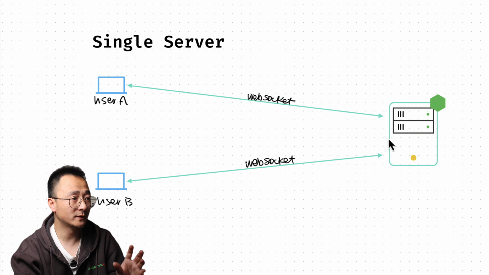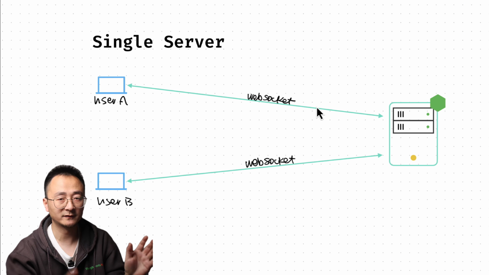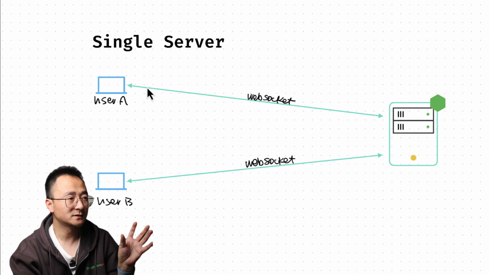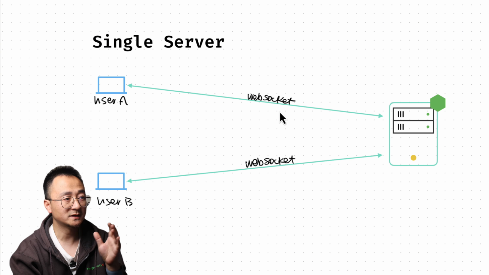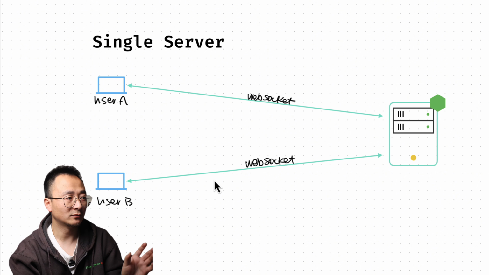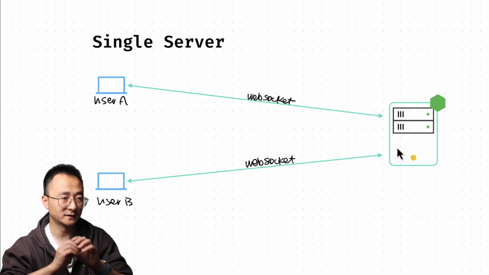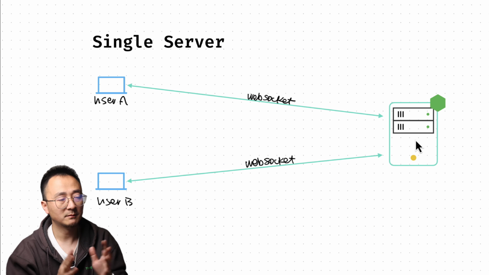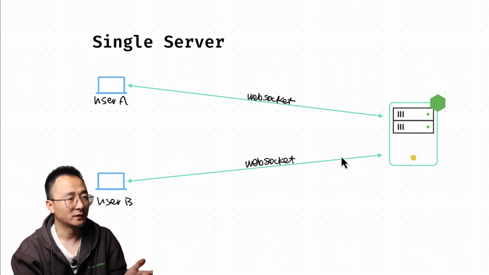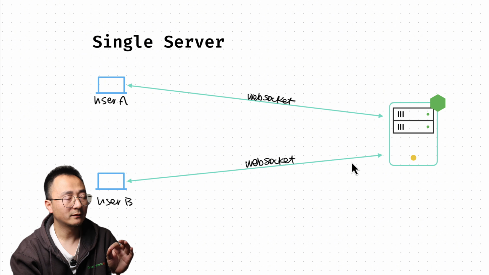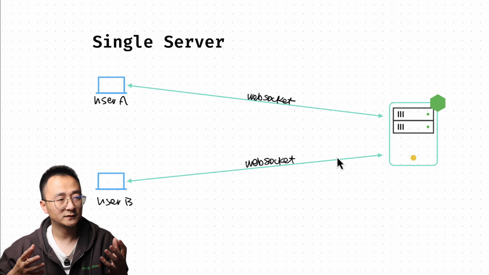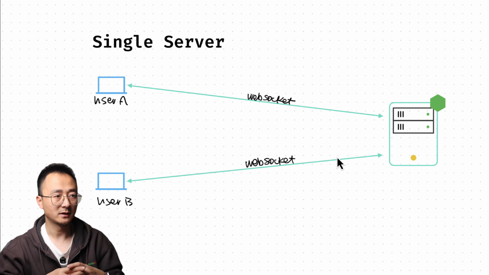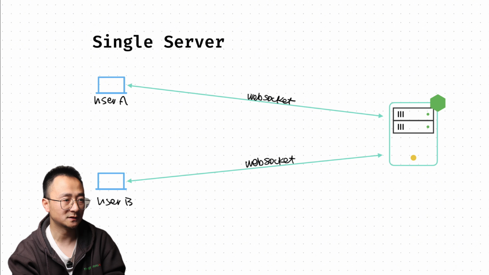So when you have one single instance, everything is simple. User A does some interaction, the change is made through WebSocket, and then user B can get that notification if the server is broadcasting through the PubSub mechanism. That works perfectly fine. But when you have more and more users registered through the server, you will need to scale up. Normally you will have multiple instances.